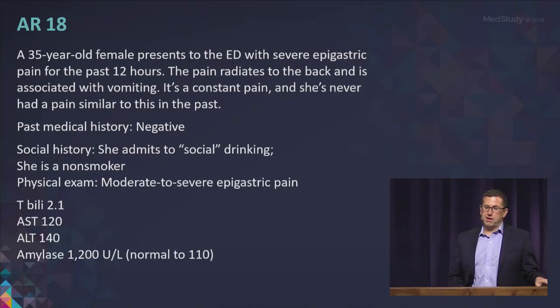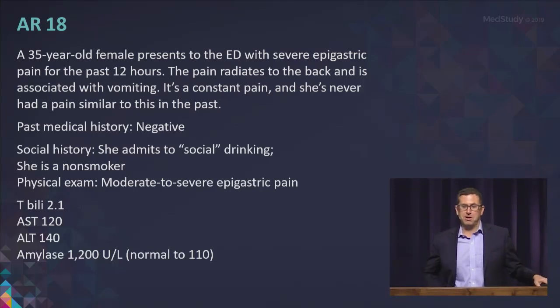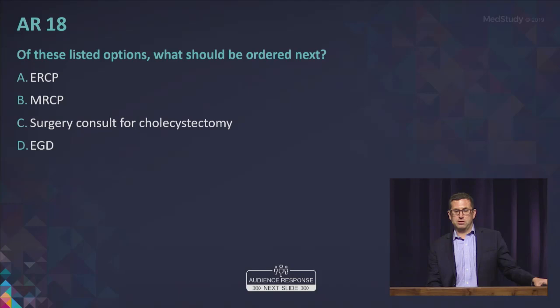Question 18: a 35-year-old female presents to the ED with severe epigastric pain for 12 hours. It radiates to the back. So this is not dyspepsia, like we were talking about before. It's associated with vomiting. It's constant. She's never had it in the past. She admits to quote-unquote social drinking. She doesn't smoke. Moderate to severe pain on exam. Bilirubin is a little elevated. Liver tests a little bit elevated. Amylase is elevated. Of these listed options, what should be ordered next?